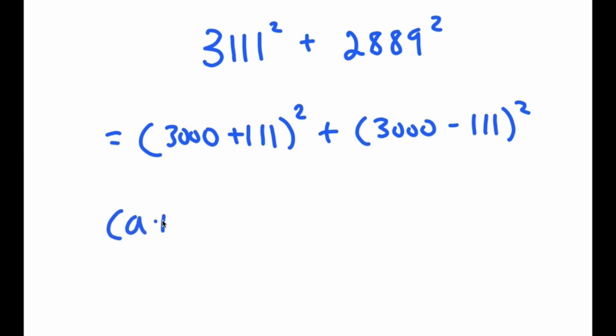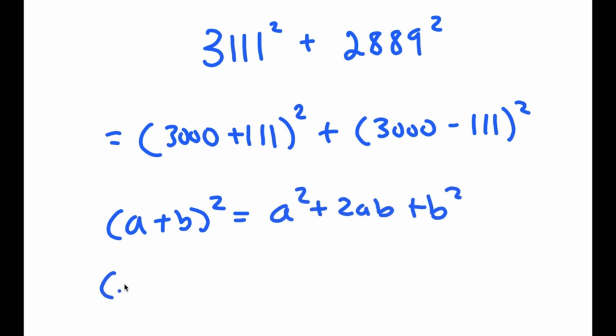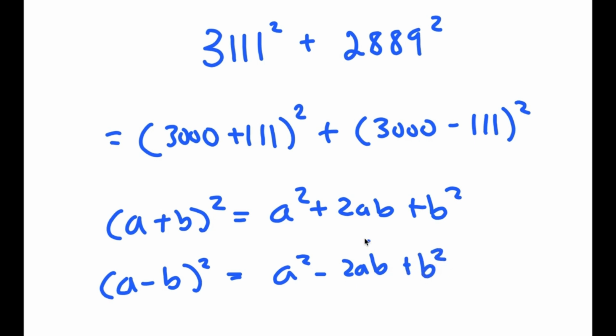Now if I have something in the form a plus b squared, this is equal to a squared plus 2ab plus b squared. And if I have something in the form a minus b squared, this is equal to a squared minus 2ab plus b squared.